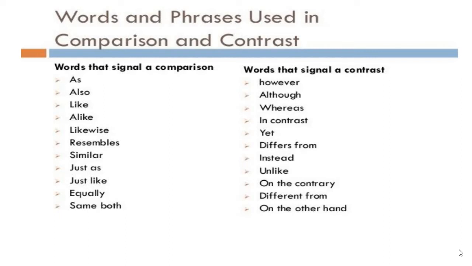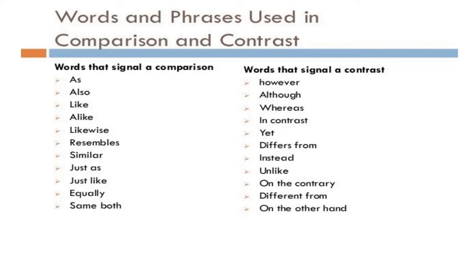contrast essay. Okay, the words at your left are words that signal comparison, which are used to introduce similar ideas or similarities in between two items. And the words to your right are used to signal contrast, which is to introduce differences. I'm going to read the two columns.